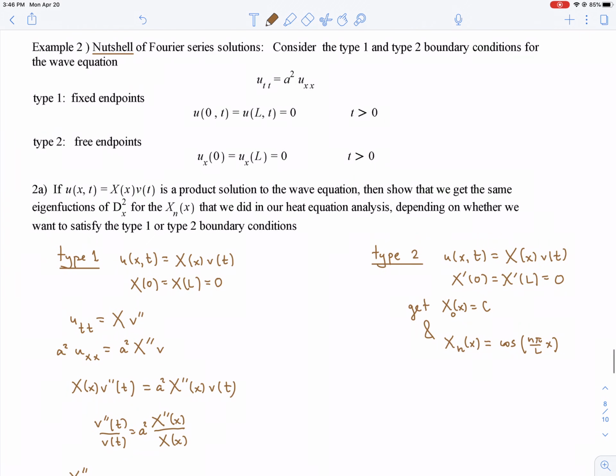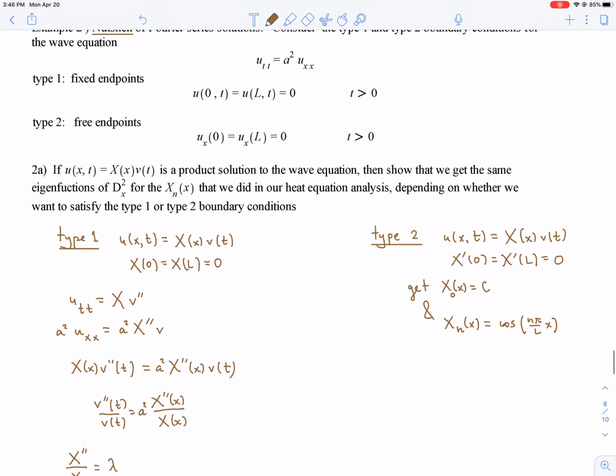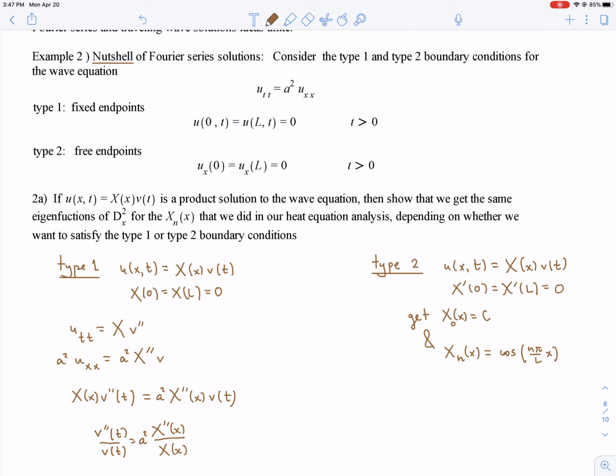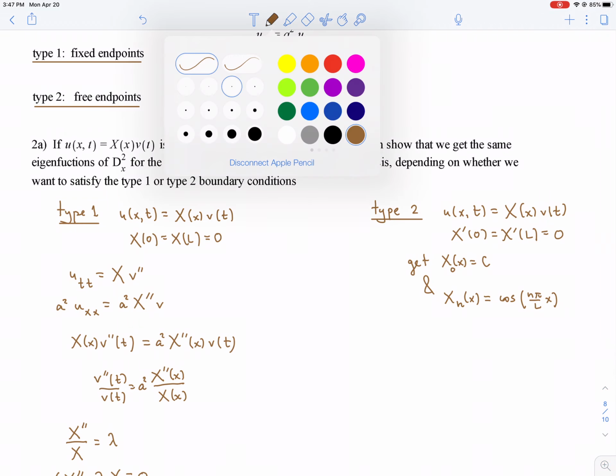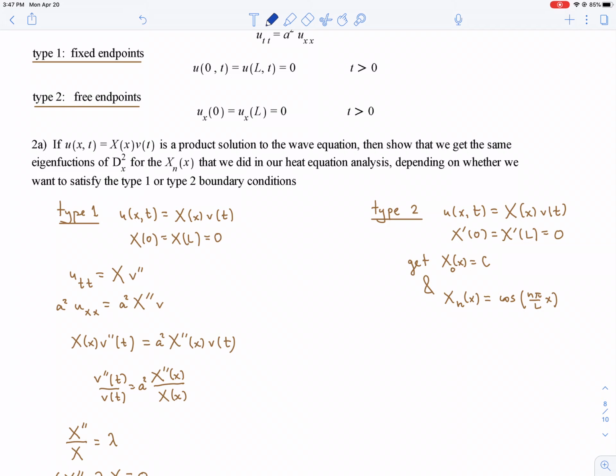So let's go through the same considerations as we did for the heat equation. Let's think about the type 1 product solutions as well as the type 2 product solutions. And to save time, I wrote down the argument, but let's talk through it quickly. So just as for the heat equation, we're going to consider product solutions. u of x,t is a function of x times a function of t.